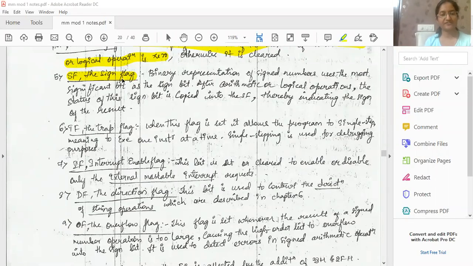Next we have a sign flag. As you can read here, binary representation of signed numbers uses the most significant bit as a sign bit. What does that mean? Whenever there is an operation generating a result, the most significant bit is used to indicate whether the result is positive or negative.